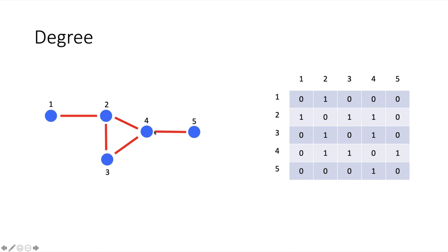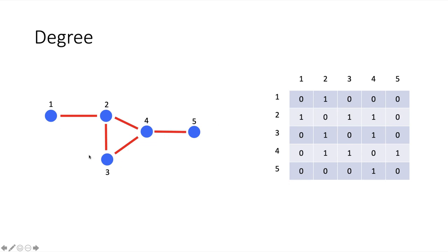That's easy. So please tell me in the chat, what's the degree of node 4? Just very quickly in the chat, please. Yes, great. Indeed, node 4 has the degree 3 because it has 3 neighbors, 1, 2, 3. So node 5, also 1, very easy.